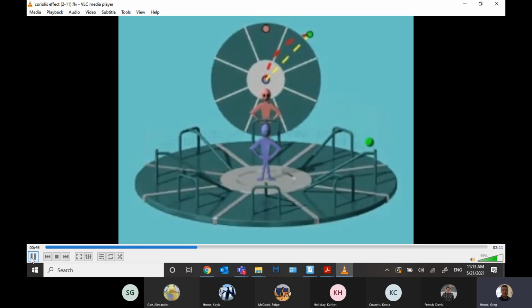The direction of apparent motion is to the right when following the path of the ball. Now the ball is thrown the other way.